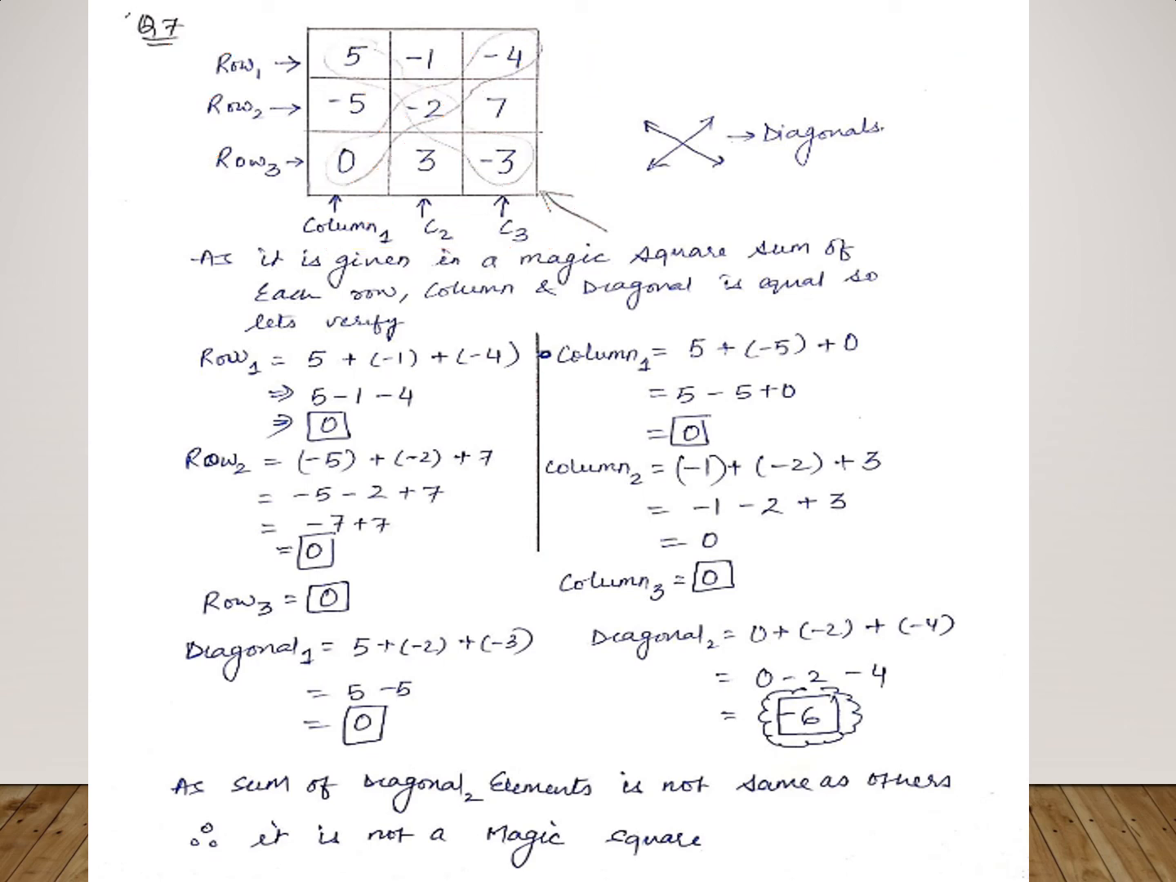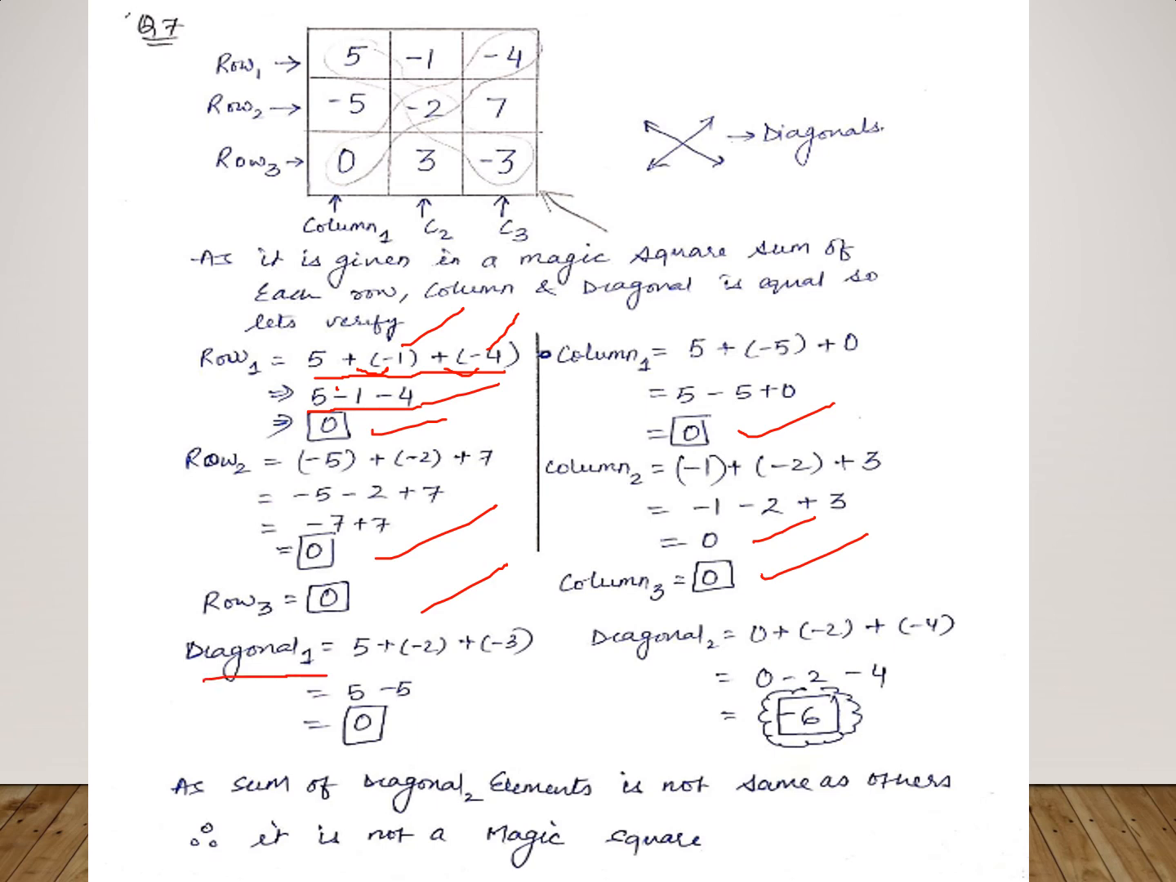Let's see. First we have taken row 1. You can see 5 plus (minus 1) plus (minus 4). Whenever we have a negative number, it is a good practice to write it in brackets. Okay, like this. When you open it, it becomes 5 minus 1 minus 4. Why minus 1? Because plus into minus is minus. When you solve, you get 0. Similarly, when you find row 2 sum, row 3 sum, column 1 sum, column 2 sum, column 3 sum, you will get 0 always.